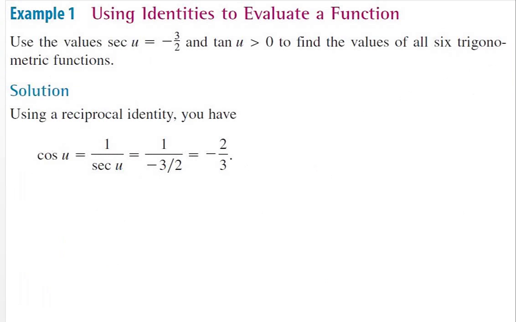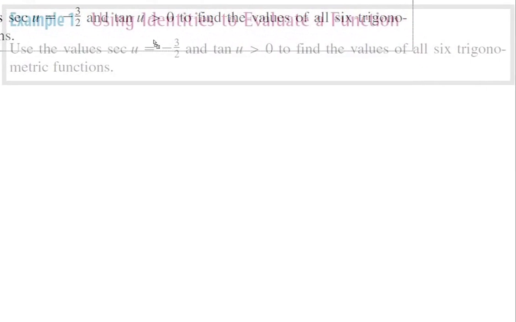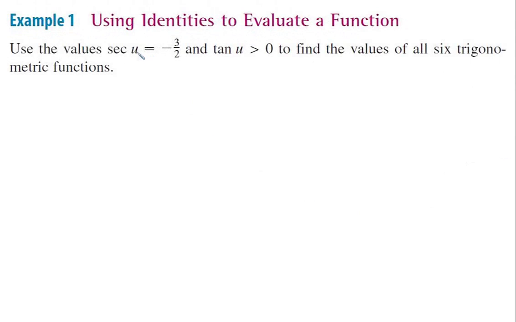So number one here, we have this information, and we've actually done something like this before in chapter 4. It says tangent of some angle is greater than 0. That means tangent is positive. Tangent is only positive in quadrants 1 and 3. And secant, which is reciprocal with cosine, where is cosine negative? Cosine is negative in 2 and 3. So you know that the triangle has to be in quadrant 3.